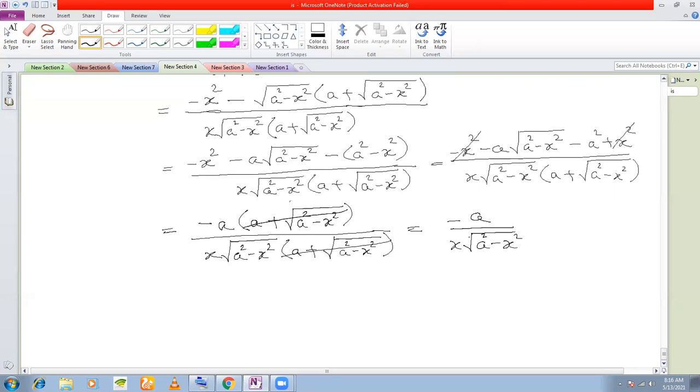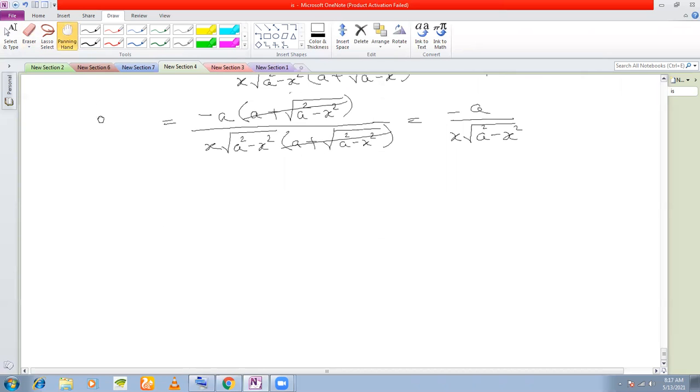Sir, I didn't get the second last part. How you got that numerator? See, I have minus a here, isn't it? Root over a square minus x square, and I've got a minus a square here. So from here and here, if I take the HCF out, which is minus a, then what will be left? This will be left, right? Yes, sir. So that is what I have done.